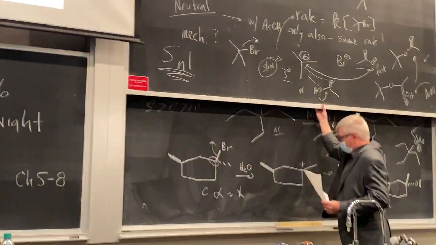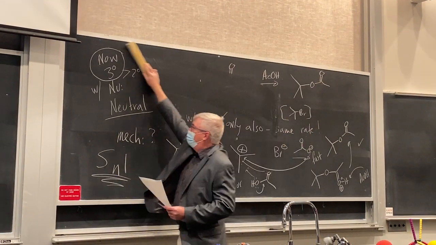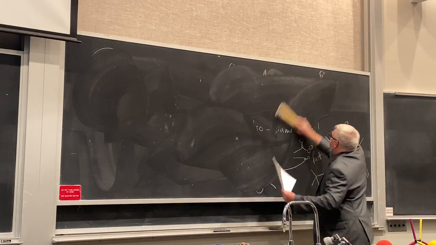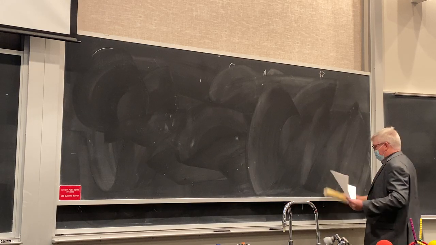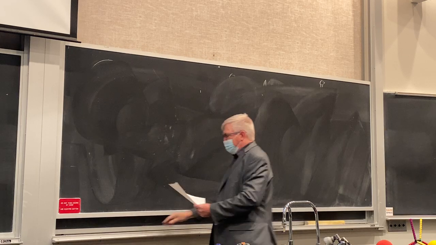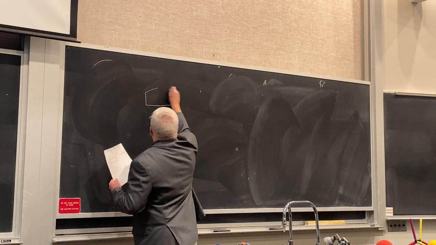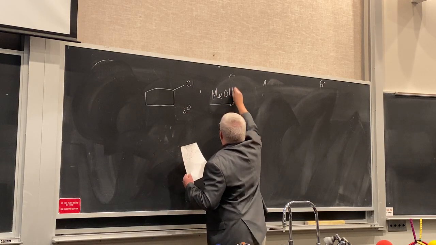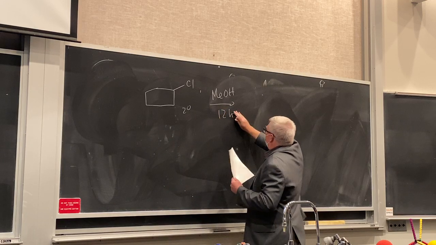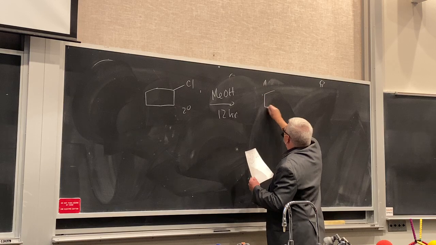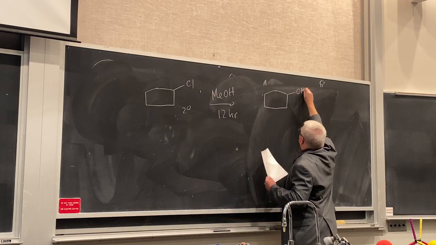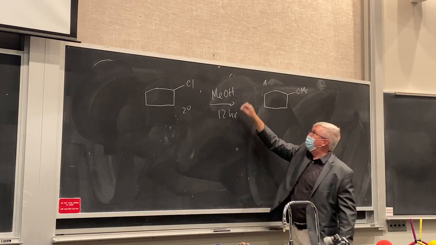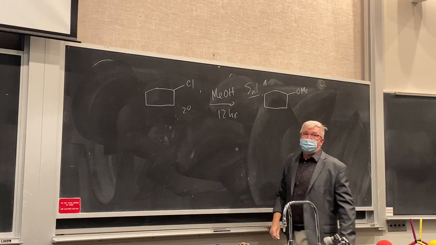So let's do this one. This kind of points out this other factor that I mentioned maybe. Let's see if you can get this one. So what do we have here? And this is kind of a gray area one. Okay, so secondary, and methanol. And this takes 12 hours to go. In fact, you have to warm this up. It will go, and it'll form the methyl ether, okay? So, neutral nucleophile, secondary. So what is this? This is SN1, what we've been talking about, okay?